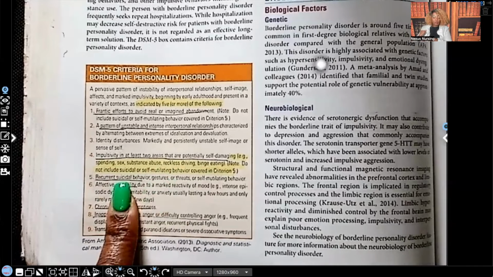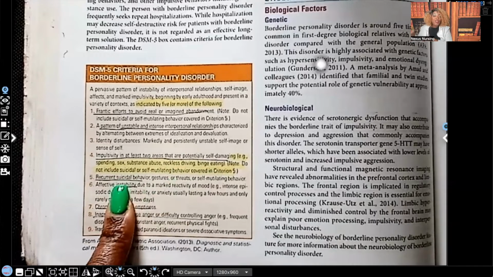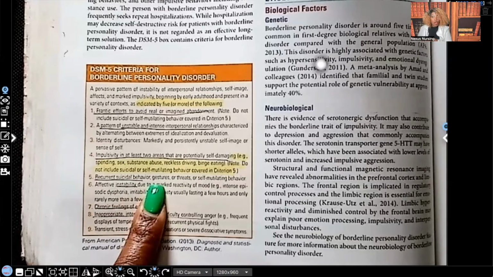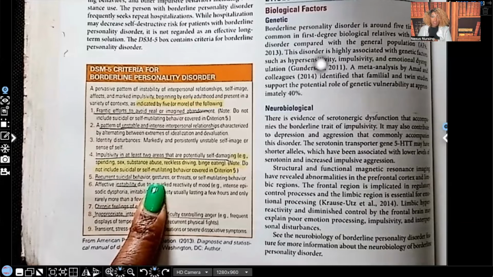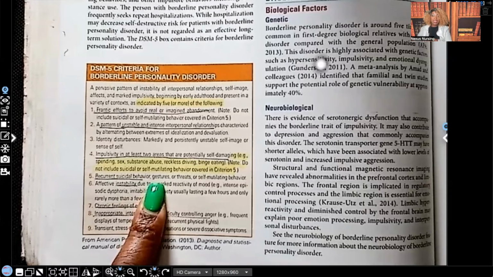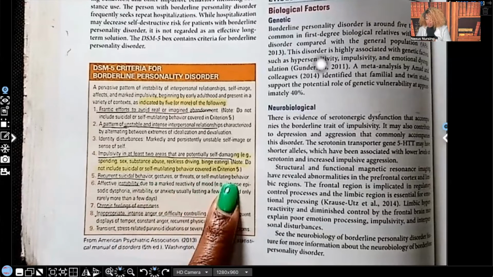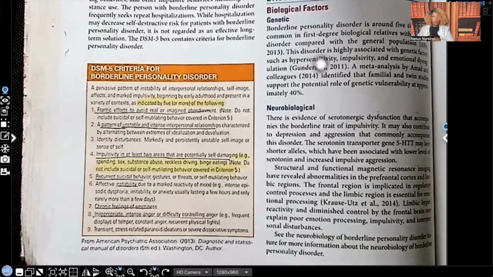Here's criterion five. Look what it says. Recurrent suicidal behavior, gestures. When they say gestures, that means what I was talking to you about earlier, that they really weren't trying to kill themselves. They were just acting like they were trying to kill themselves so they could get the attention of the person that they want. And most often they do that when they feel like the person they're with is about to leave them. Remember, they're very insecure about being abandoned. Gestures or threats or self-mutilating behavior, such as cutting themselves.